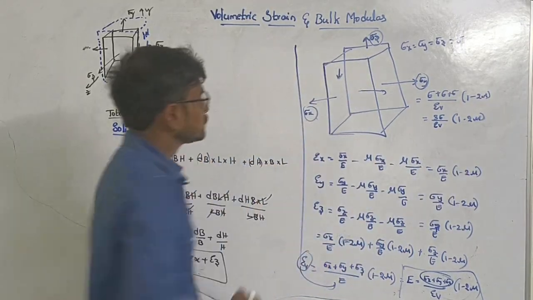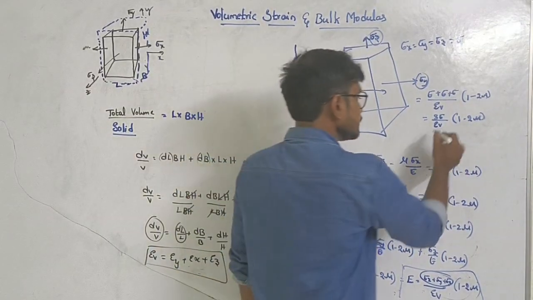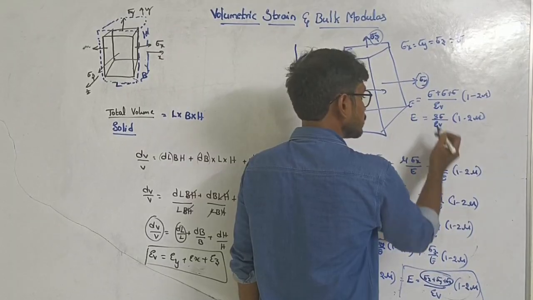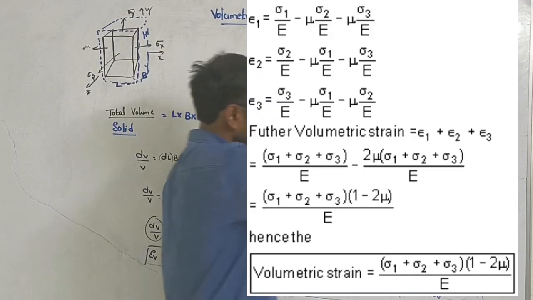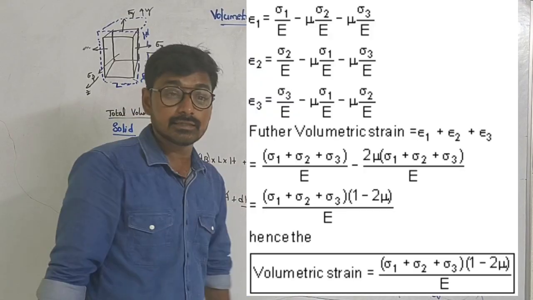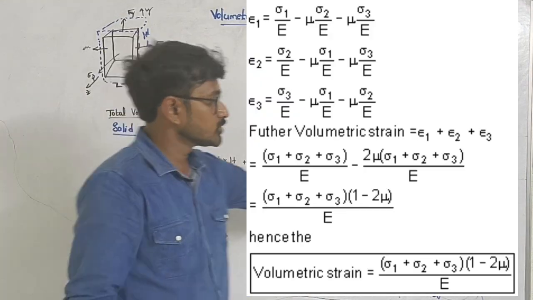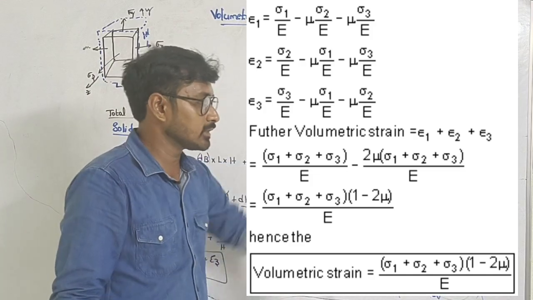From the bulk modulus definition, we know that the change in pressure divided by the volumetric strain is our bulk modulus. From that we can understand that E equals 3K into 1 minus 2 mu. This is one of the standard relationships between bulk modulus, Young's modulus and Poisson's ratio. This is a relationship between elastic constants.